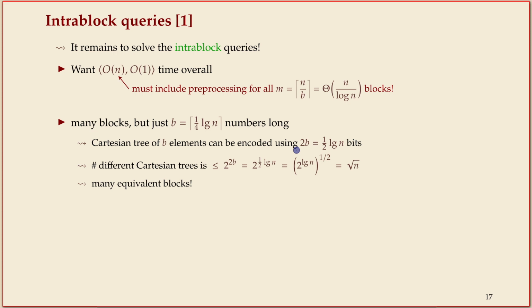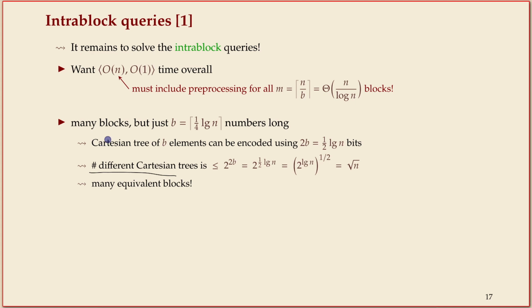And such a Cartesian tree with 2b elements, we can encode with 2b bits. That was what we've done in the previous section. But 2b bits here, that's just 1/2 log n, because b is log n divided by 4. So the number of different Cartesian trees of that small size is at most 2 to the 2b, and that works out to be square root n.